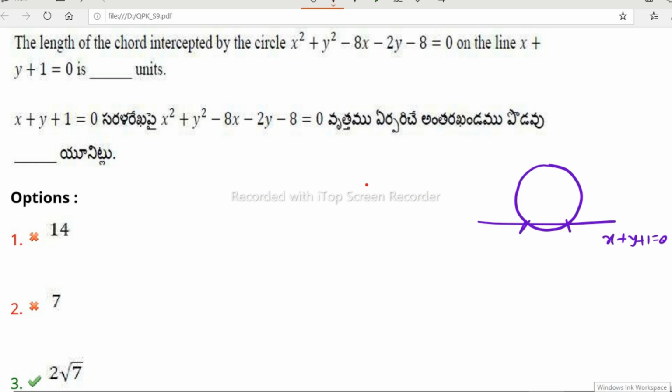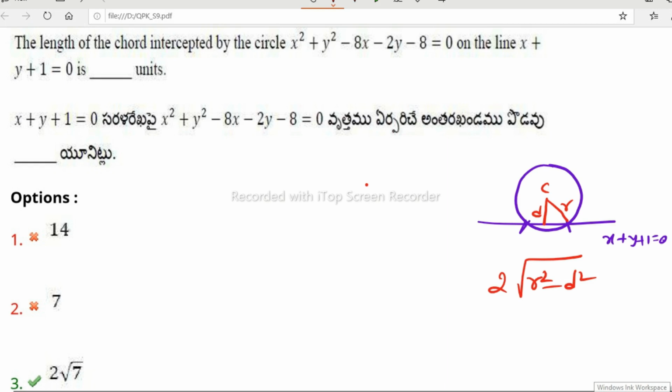If the distance from the center of the circle C to the line is D, and the radius R is known, then the length of the chord is 2 root R square minus D square. Okay, this is the length of the chord, where D is the distance from the center to the line. So first we have to find the center and radius as well as D. Then we can substitute in this formula, right?